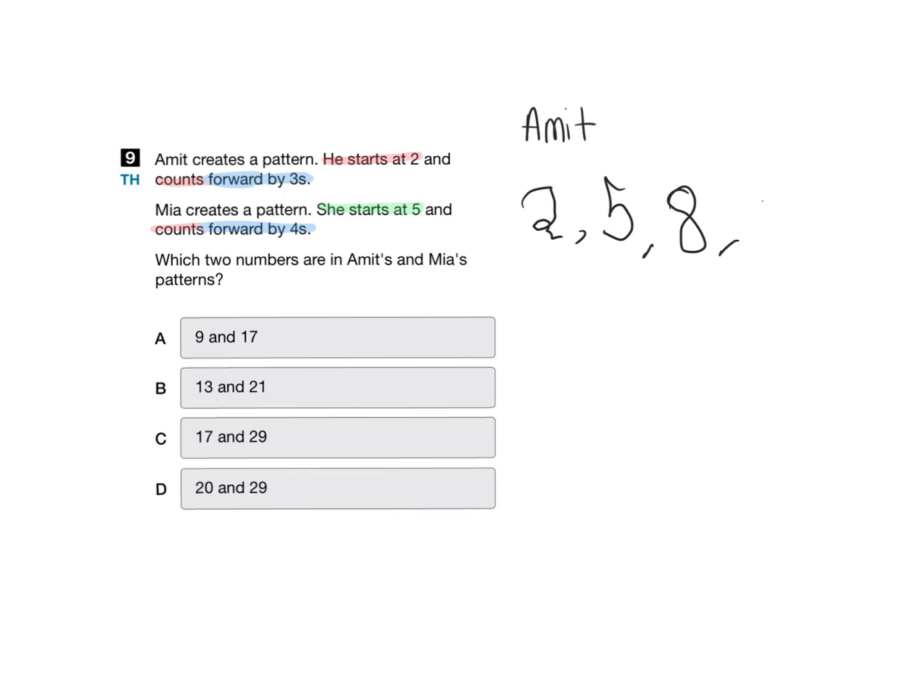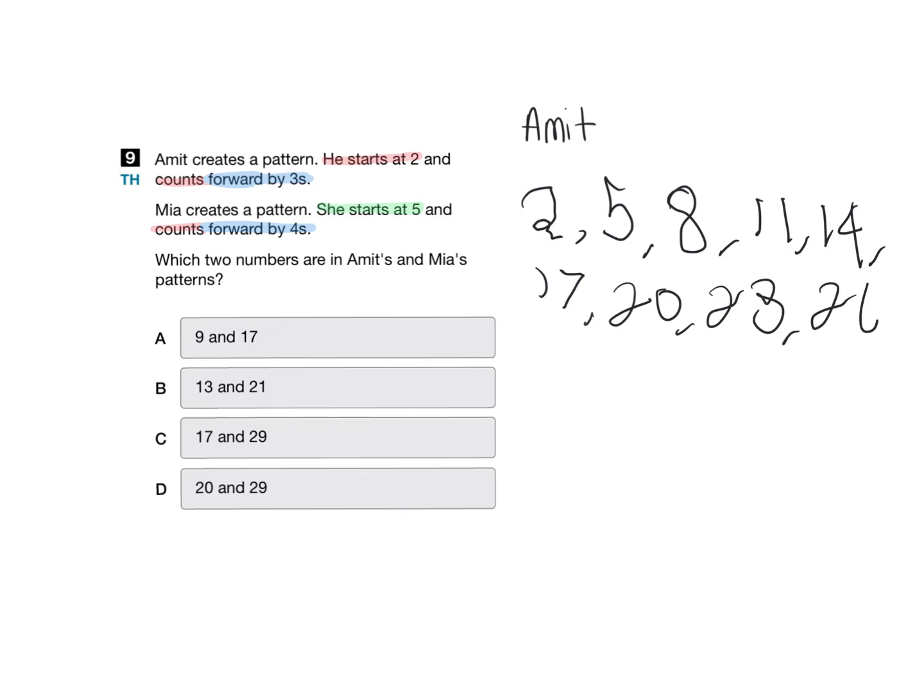11. Yeah. Keep going. 14. Good. Let's do some more. 17. Yeah. Okay. Let's do a couple more. 20. Yeah. 23. Yep. And 26. Let's do one more. 29. Excellent. So these are all the numbers we stopped at 29 that we could find in Amit's pattern.